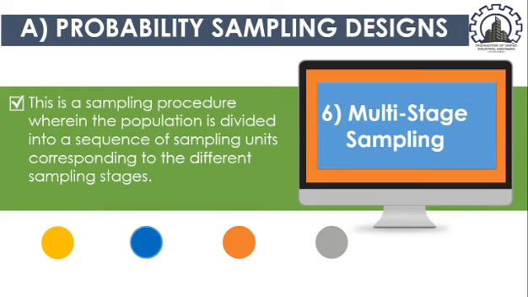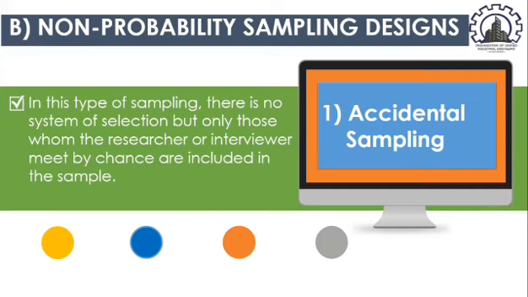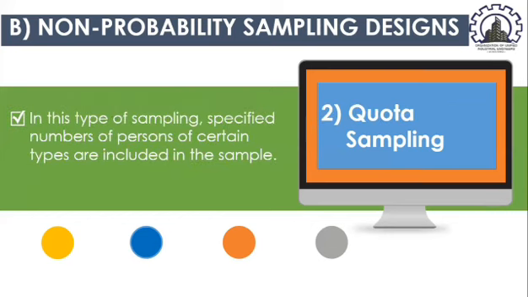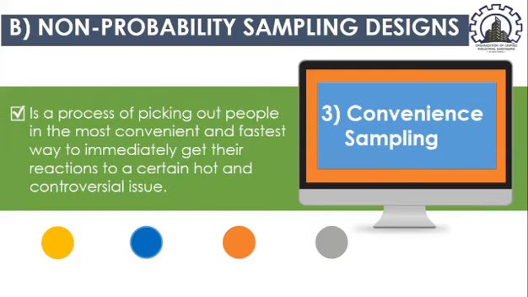If it's a multi-stage sampling, this is a sampling procedure wherein the population is divided into a sequence of sampling units corresponding to the different sampling stages. Another type of survey sampling is what we call non-probability sampling design. Now, non-probability sampling techniques are those that do not utilize random sampling. Hence, these are generally short of knowing ways as to how representative a sample is. Now, these techniques include accidental sampling, quota sampling, and convenience sampling as well.